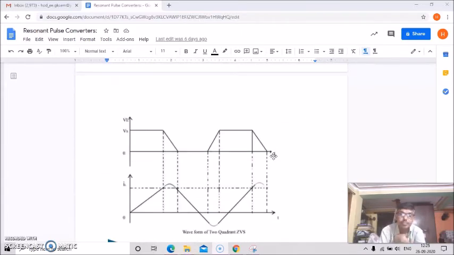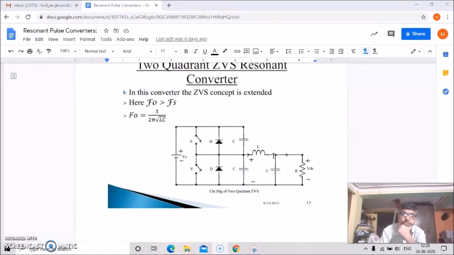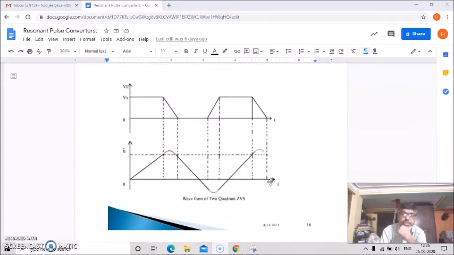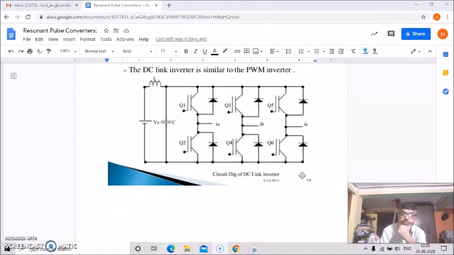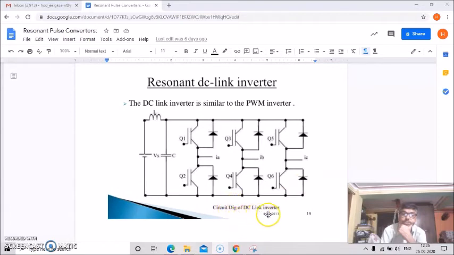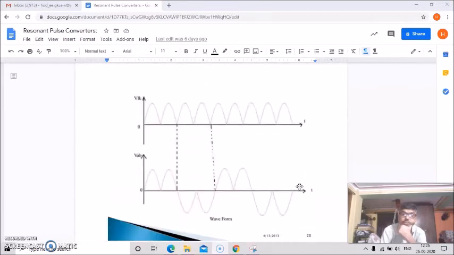This is about ZVS, two quadrant types. Here, this is the principle. This is a certain type of two quadrant ZVS. This is the waveforms of the two quadrant ZVS. Okay. Then we will come to resonant DC link inverters. The DC link inverter is similar to the PWM inverters. This is a circuit diagram of a DC link inverter. Clear? Okay. And these are the waveforms.